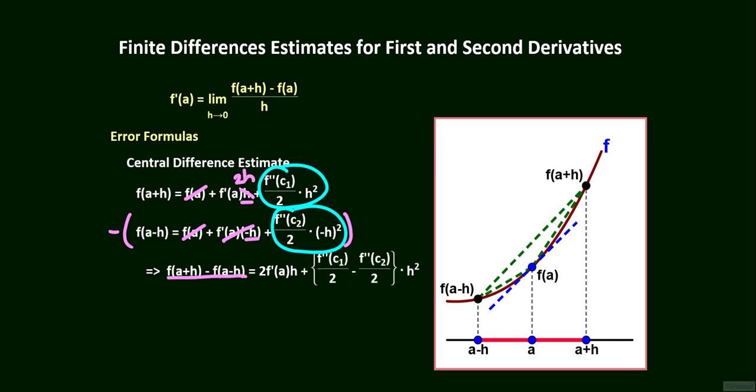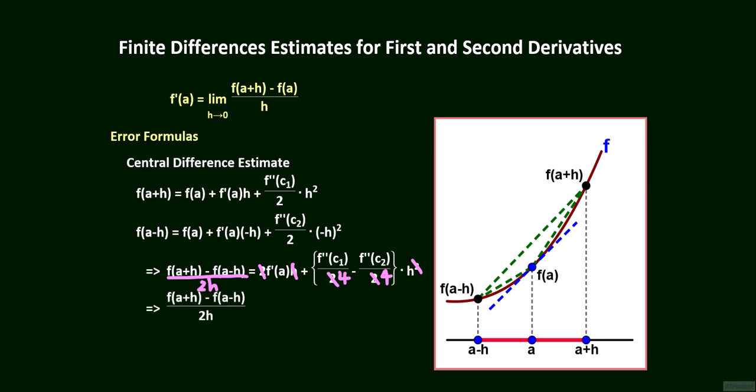We divide everything by 2h to get the quantity f of a plus h minus f of a minus h divided by 2h on the left side. On the right side, we have f prime of a plus the difference between f double prime of c sub 1 and f double prime of c sub 2 times h over 4.